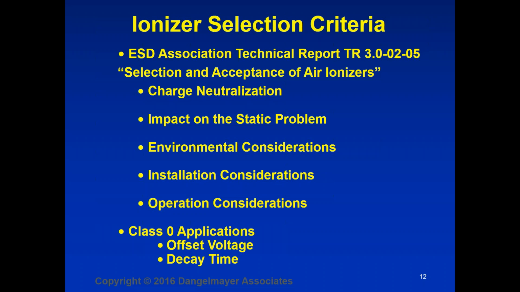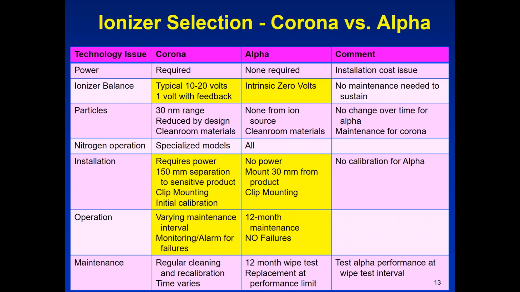And finally, there are operation considerations. How does it interact with your process? Are there any other things you need to consider? Also covered in this document for class 0 applications are the charge neutralization parameters, the offset voltage primarily, and then finally the decay time, how fast the ionizer will work. These are also very important in class 0 applications.